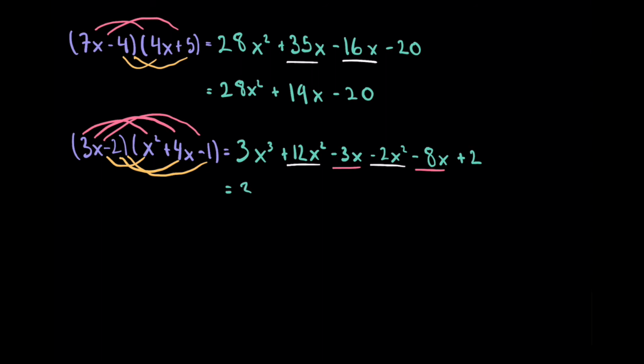We have 3x cubed. That doesn't change. We have plus 12x squared and then minus 2x squared. The x squared terms, 12 minus 2, that's plus 10, and then we have, of course, x squared. Then we have negative 3x and negative 8x, the two x terms. So we do negative 3 minus 8, that is negative 11, and the x. And then we have plus 2, leaving us with our final answer.